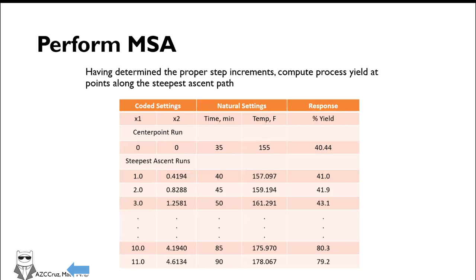Okay, then when they increased the run by one more increment, so the 11th run, which is at 90 minutes and temperature of 178, na-notice sila na bumaba yung value, no? So naging 79.2. So at this point, we can speculate na na-reach na natin yung endpoint nung steepest ascent path na to.